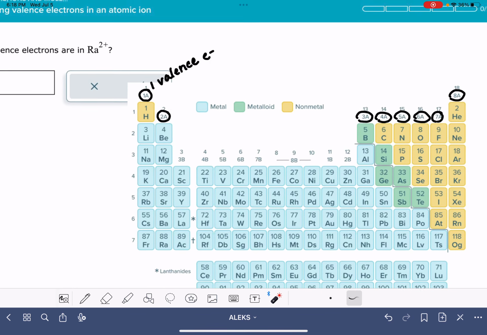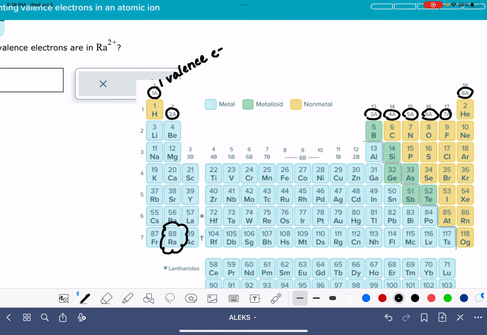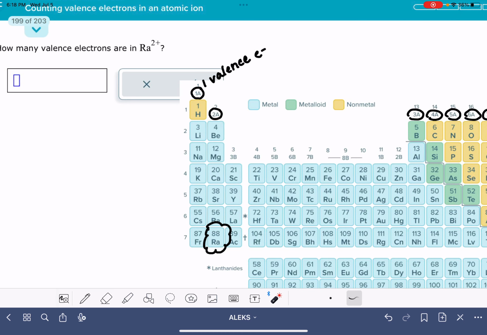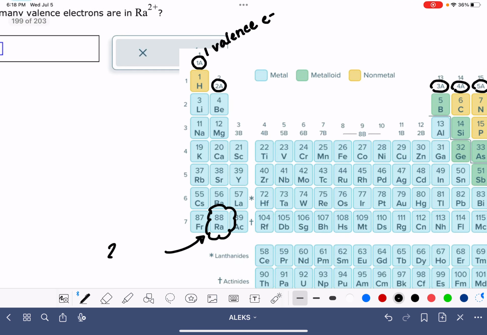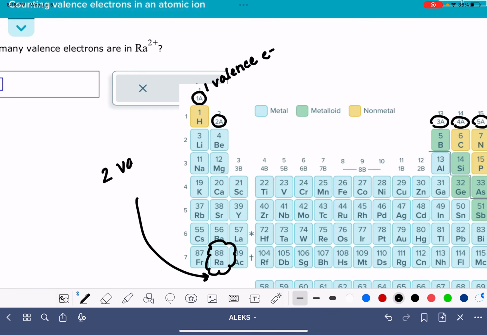So your first job is to find your element based on its symbol. Mine is Ra. There it is on the periodic table. Your second job is to see what column that element is in. This guy normally, as an atom, has 2 valence electrons. So this one normally has 2 valence electrons.